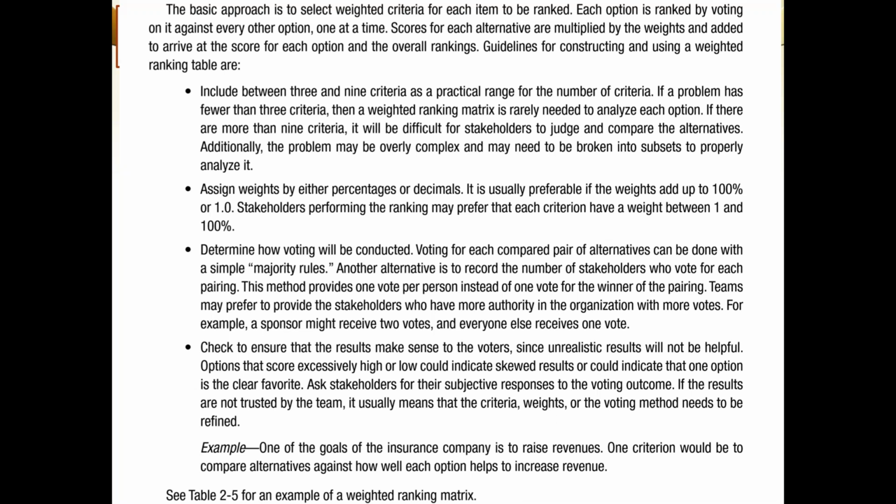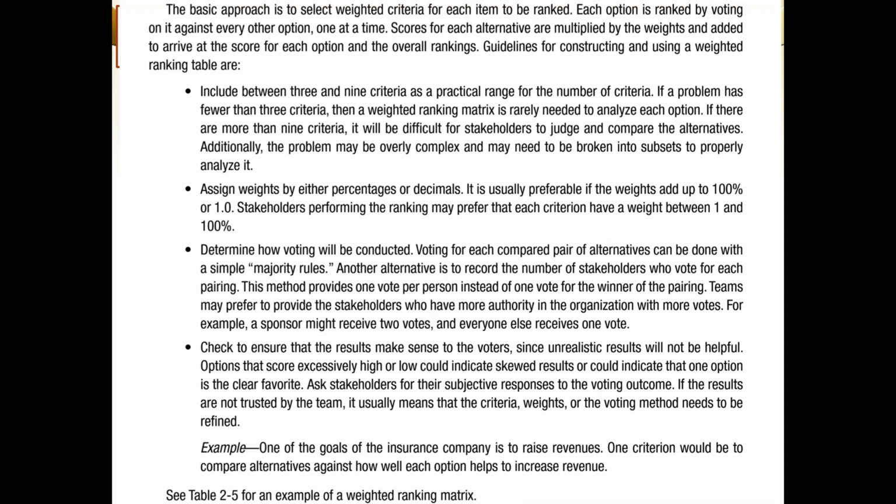Check to ensure that results make sense to the voters. Since unrealistic results will not be helpful, options that score excessively high or low could indicate skewed results or could indicate that one option is the clear favorite. Ask stakeholders for their subjective responses to the voting outcome. If the results are not trusted by the team, it usually means that the criteria weights and the voting method need to be refined.